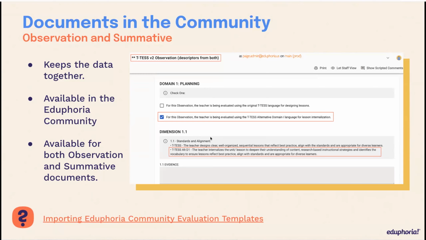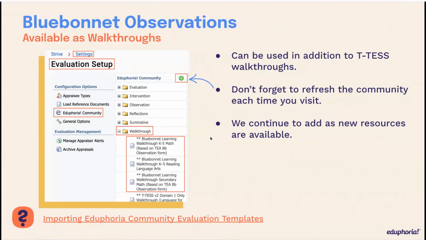I also have a link there for how you can get things out of the community if you've never been there before. And we do try to keep things out there that would be helpful as things change with the state and all the processes. We also have the observations that are part of the Bluebonnet program that the state has created. So if you are using those lessons, there are walkthroughs for each of those different levels that Allison mentioned, and we have them in the walkthrough section. You can go and download those.